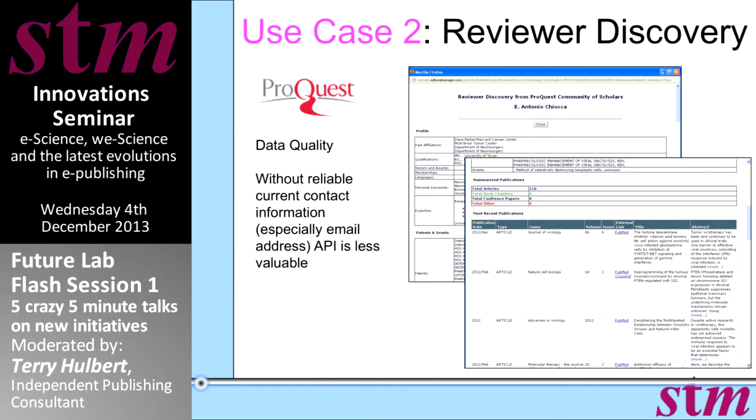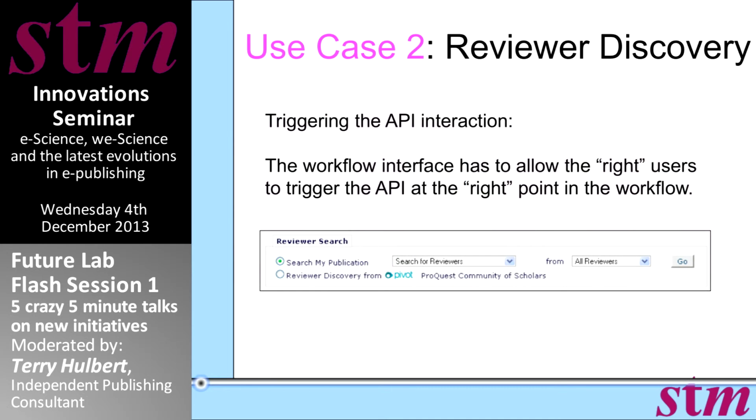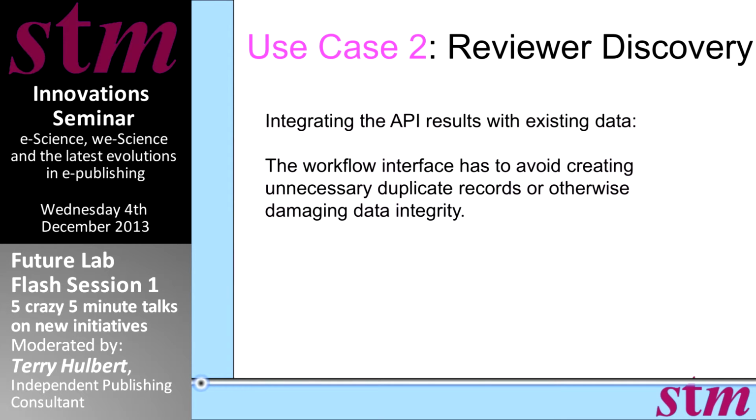It's no good having a dead reviewer or a reviewer who's not active or one who doesn't have an email address so you can invite them to do the work. So the API is useless unless the data are good. Secondly, the API needs to be integrated at the right place in the workflow. You can't just trigger the API at any point. It needs to be in the right place, and you want to show it only to those users who will get benefit from it. When you bring data over, the data from your external system needs to play well with the data you already have so that you don't create unnecessary duplicates or in other ways corrupt data. So the API can bring you data, but the integration is very important.